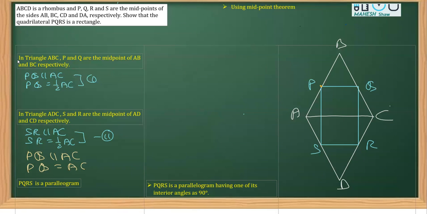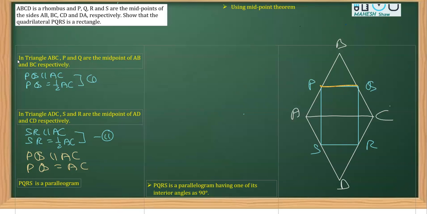As you know, when you prove the same pair of opposite sides of a quadrilateral equal as well as parallel, like proving PQ equal to SR as well as PQ parallel to SR, then it becomes a parallelogram. So therefore we can write PQRS is a parallelogram.